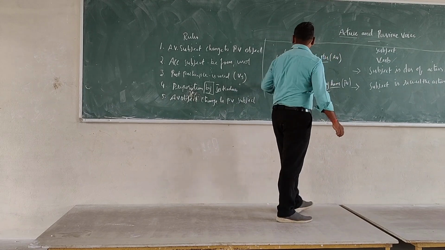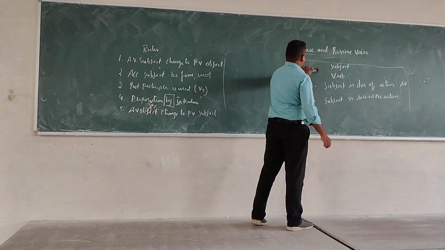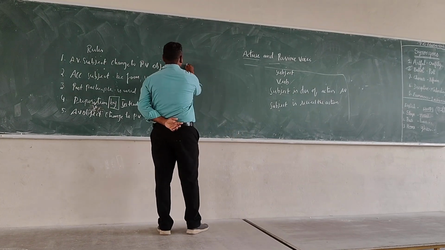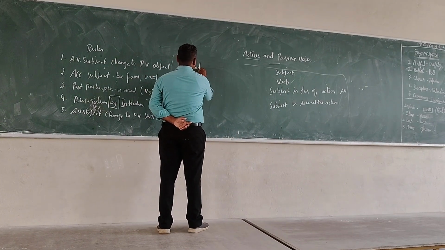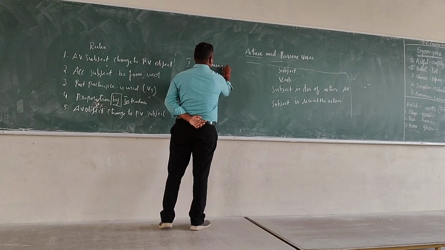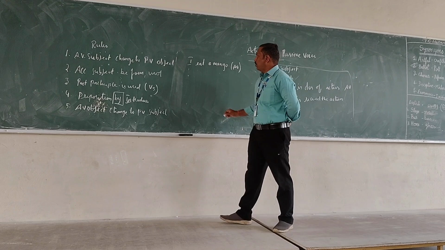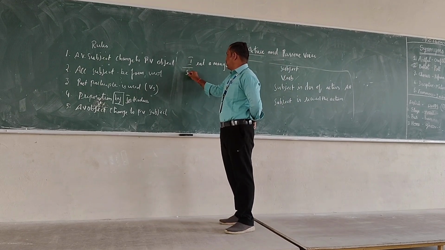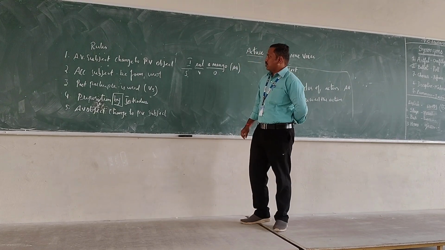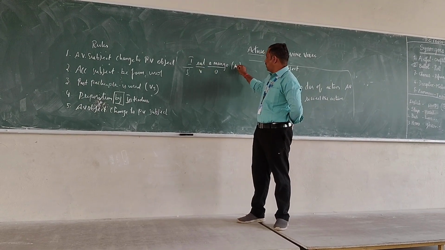Okay, now we are going to see some examples. A mango. It's active voice. We have to change it to the passive form. Before that, we have to identify the subject, verb, and the object. The first rule: active voice subject changes to passive voice object. So, see, it is an active voice.